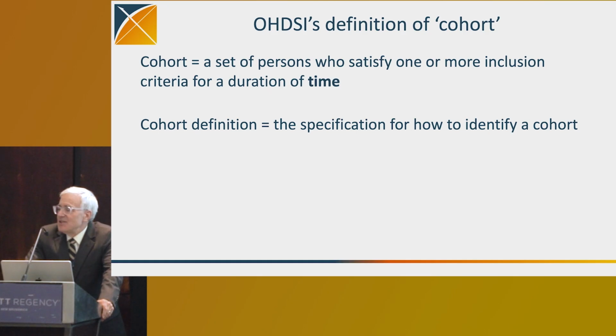So OHDSI tends to use the word cohort. What's the difference? Well, a cohort is an example of a phenotype, I guess. The important thing about a cohort in OHDSI is time. Often when you talk about phenotyping in the field of informatics, it's a classification task where you just want to figure out: did the person ever have a heart attack or not in the past? With OHDSI, I need to know when they had the heart attack, when did the condition start, and when did it end. So a cohort is a set of persons who satisfy one or more inclusion criteria for some duration of time. And the cohort definition is a specification of how to identify the cohort.